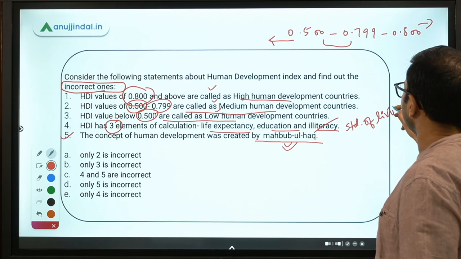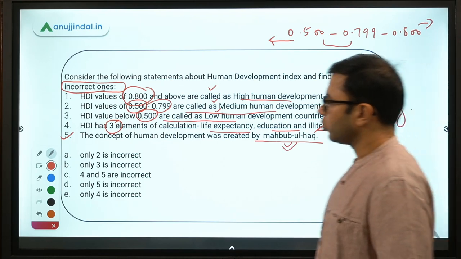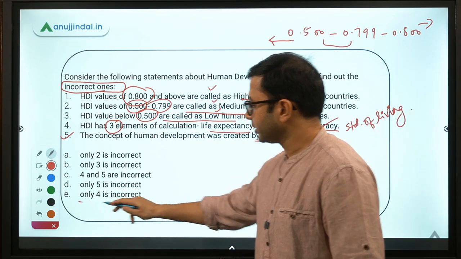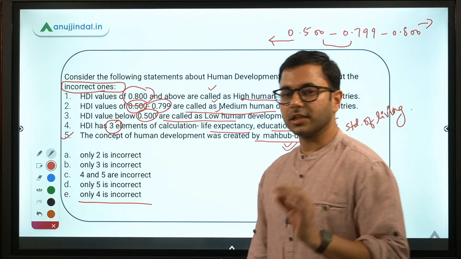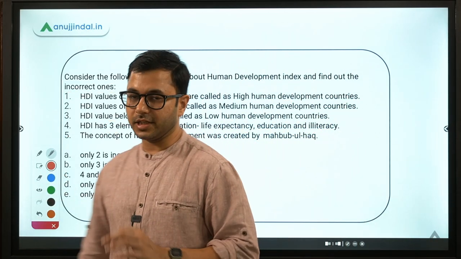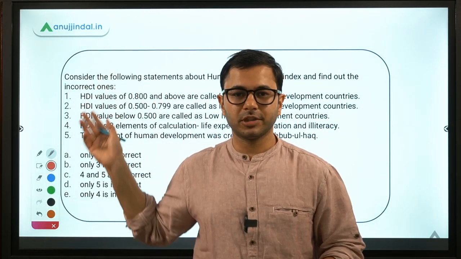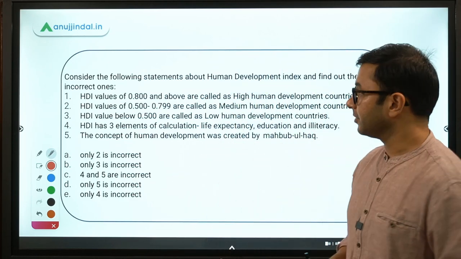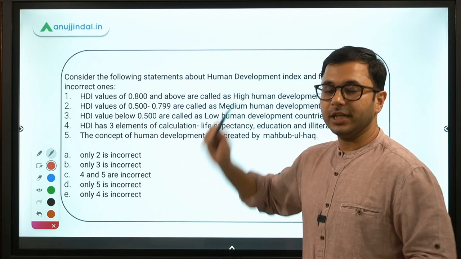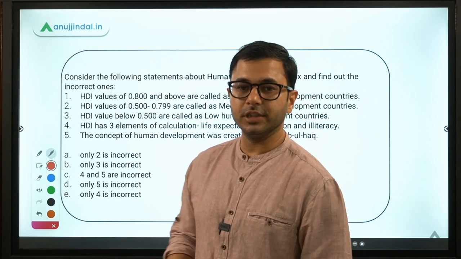So I am revolving around the same components and tools again and again. Why? Because I want you to remember this. It is important to remember, questions come around it. Additional information is now being provided to you about the Human Development Index. These values can also be asked in the examination.